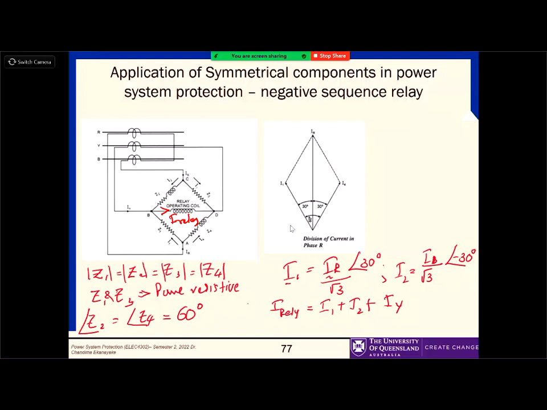Right, if I develop the phasor diagram for this one, if it is not clear, I can quickly draw it. This is IB and this is I2 and this is I3. I3, right? Yeah. So this is 30 degrees lagging. This is 30 degrees leading.